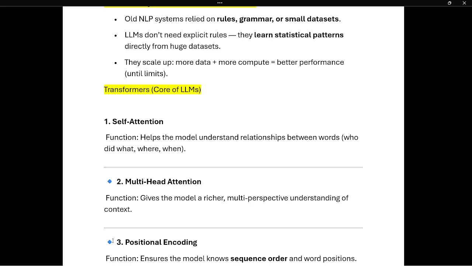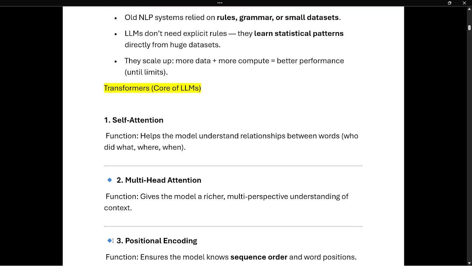Then comes multi-head attention. Instead of looking at the sentence one way, the model looks at it from multiple angles. That is called multi-head attention. One head might focus on grammar, another on who the actor is, and another might focus on long-distance dependencies between tokens. That's why multi-head attention is also required. It gives the model a richer, multi-perspective understanding of different contexts. That is the core of LLMs.